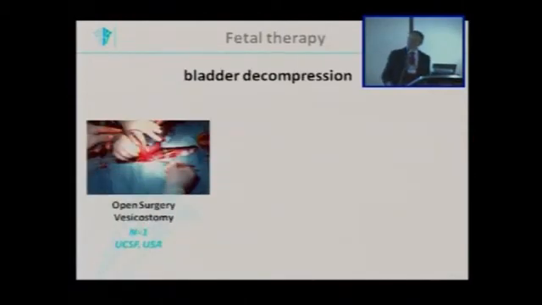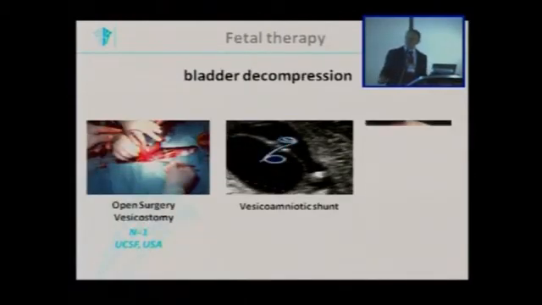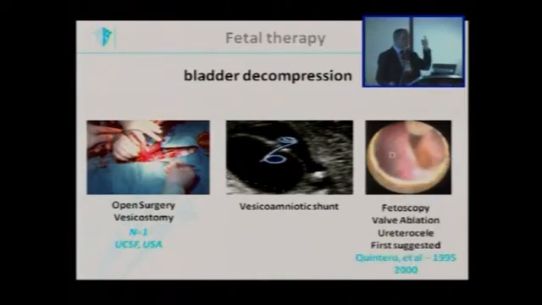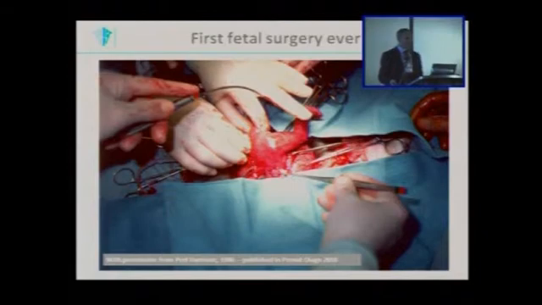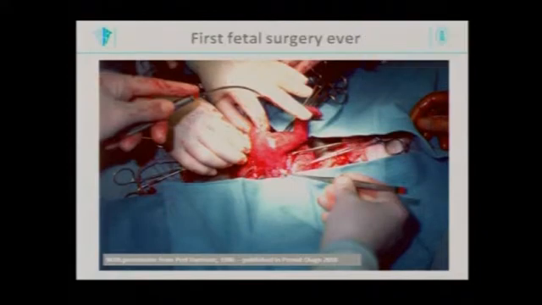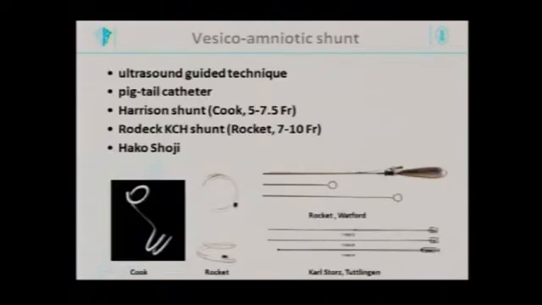So what can we do? Historically, the first thing that was done was open surgery. They have done one vesicostomy and abandoned it for obvious reasons. What we have been doing for ages was the vesicoamniotic shunt, and on the field now is the use of fetoscopy to explore the airways and open the urethra. This is a historical picture from that first open surgery ever.